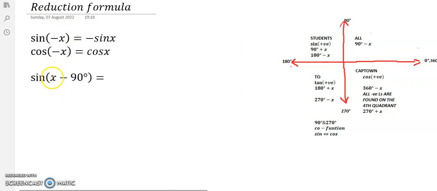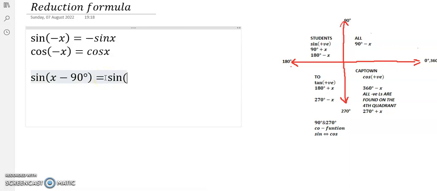This time around our reference angle is x minus 90 degrees. Okay guys, to solve this you have to rearrange first. Then if we rearrange, we're gonna get sine of negative 90 degrees plus x, just like that.